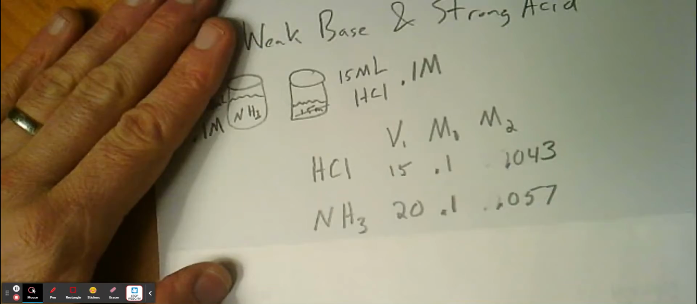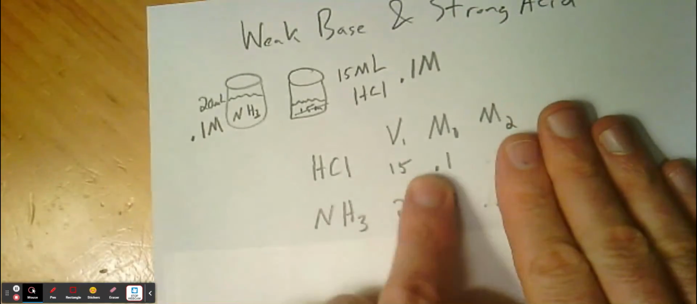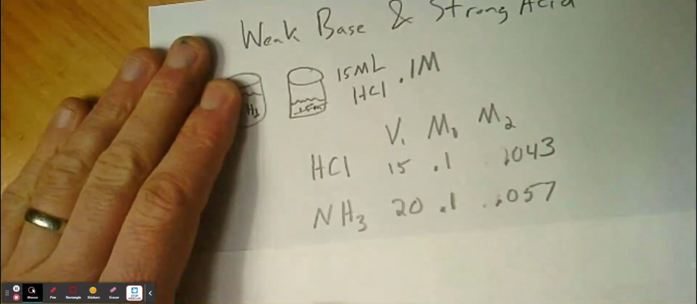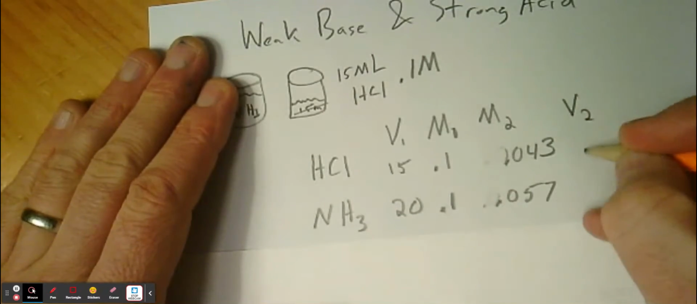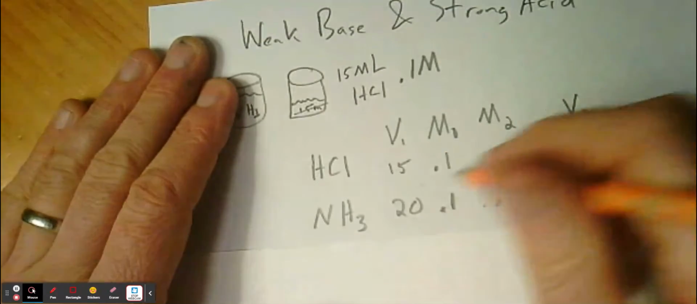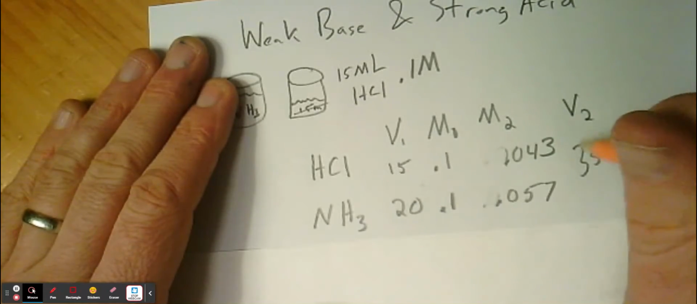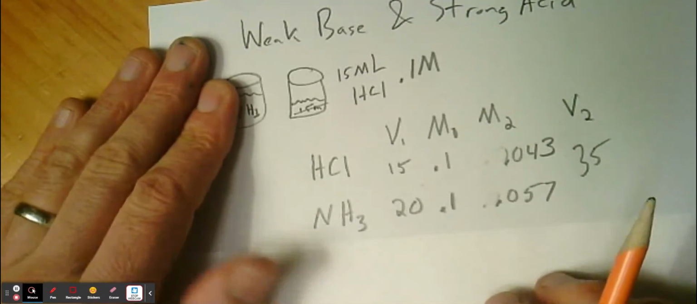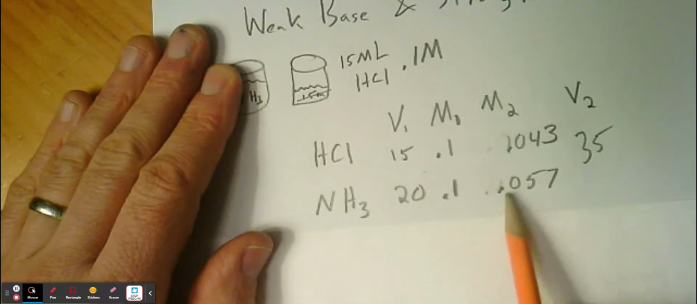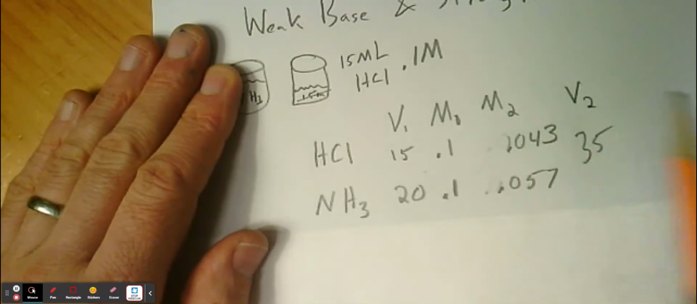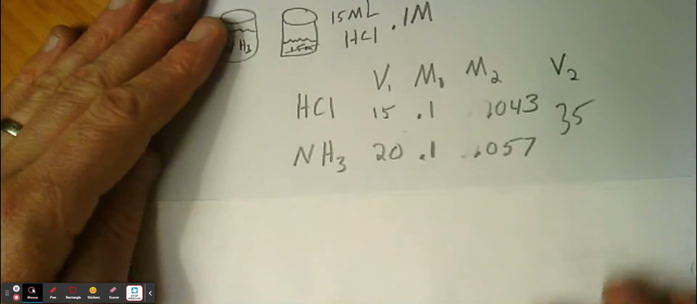And here is, and my end volume for both of them is 35. So add these up, divide it by the molarity, or multiply these and divide by the new volume, and I get this for both. All right, so I'm starting with more base than I am acid, so that should affect things.